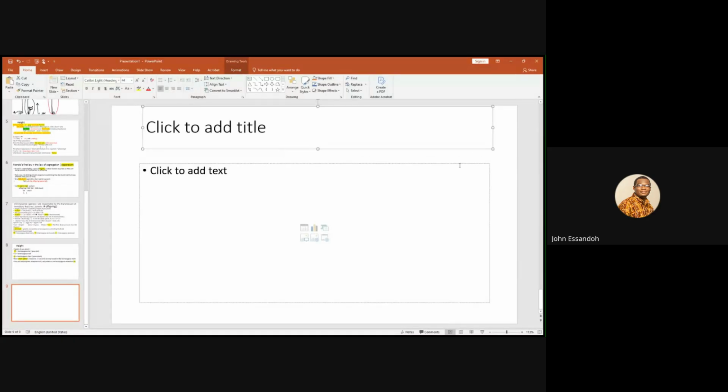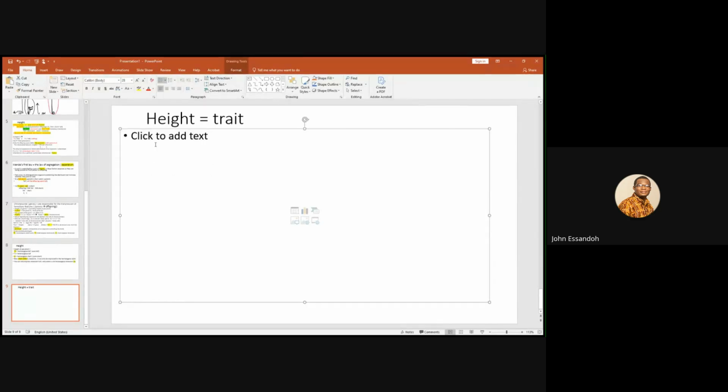Okay, with height, Mendel's experiment here. So our trait is the height. And then Mendel picked what? Pure tall. So the parent, he picked pure tall. So the pure tall is the phenotype. That's what he saw. That's the word, the phenotype.